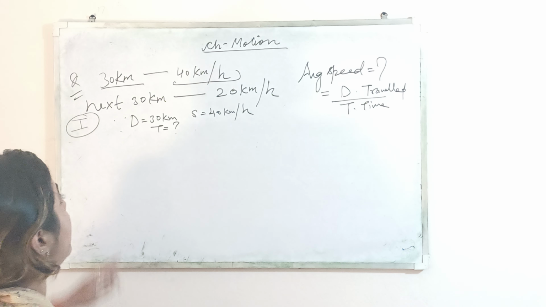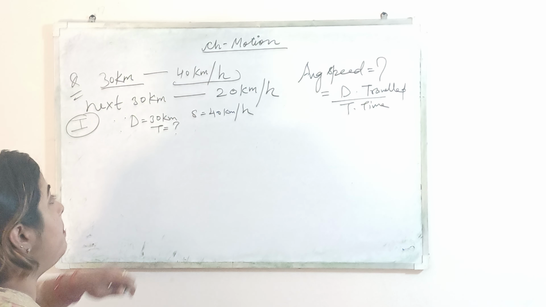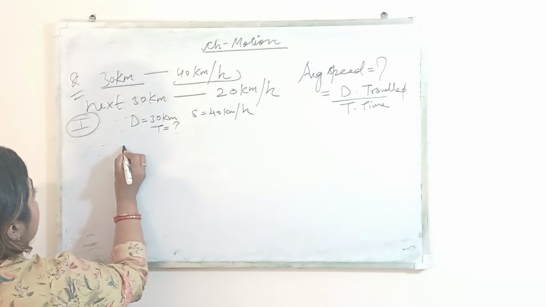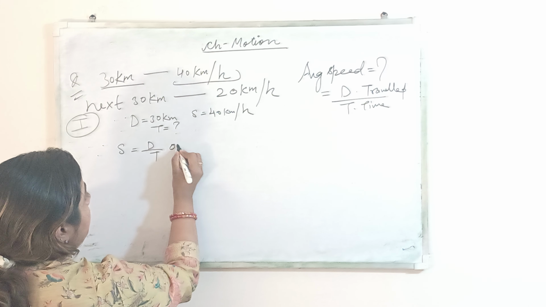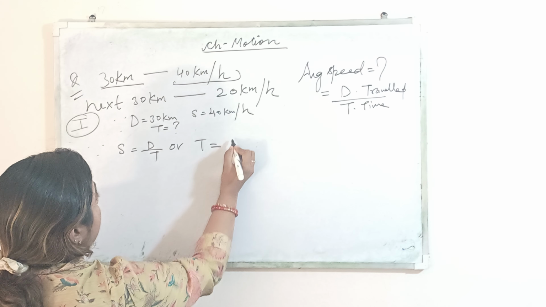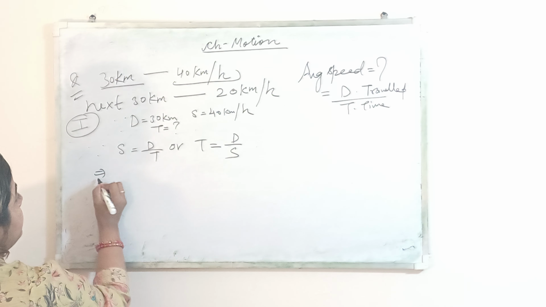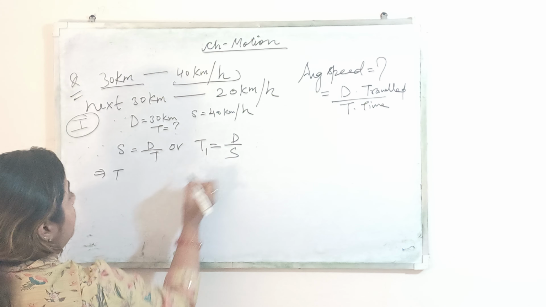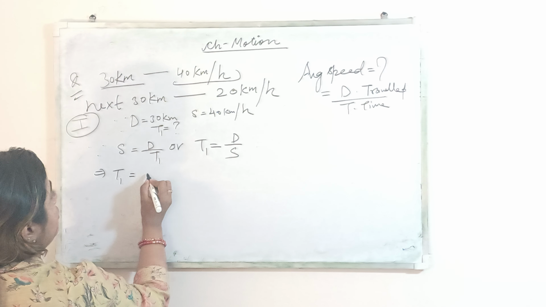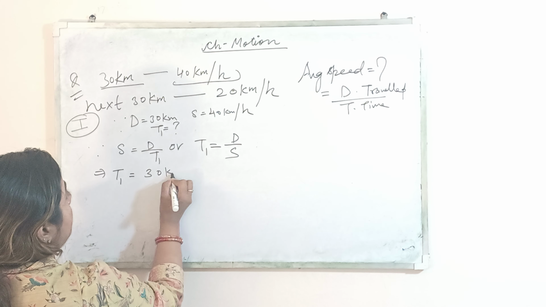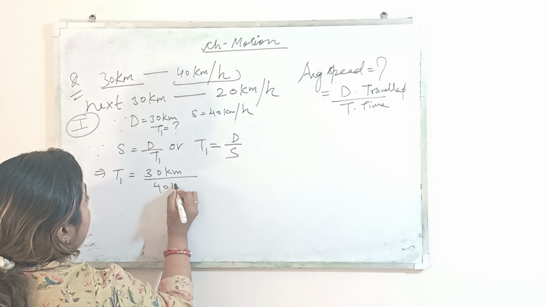Time taken by the person to cover the first 30 kilometer with the speed of 40 kilometer per hour. So since speed is equal to distance upon time, or time is equal to distance upon speed, this implies time, let us say time t1. T1 is the first time period. T1 is equal to, what is the distance? 30 kilometer. And what is the speed? 40 kilometer per hour.